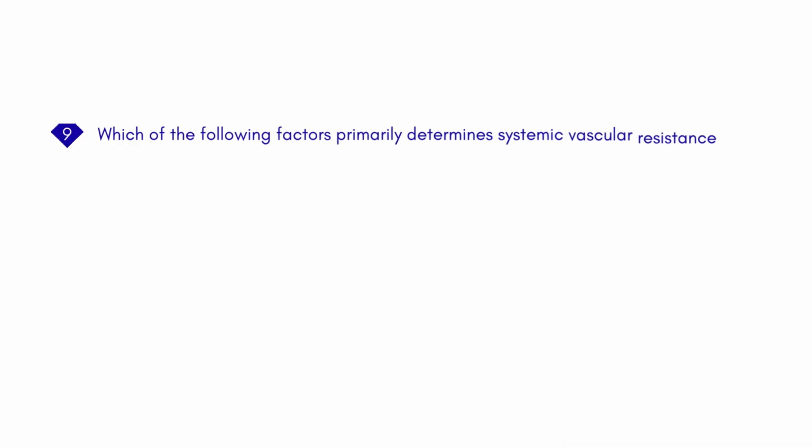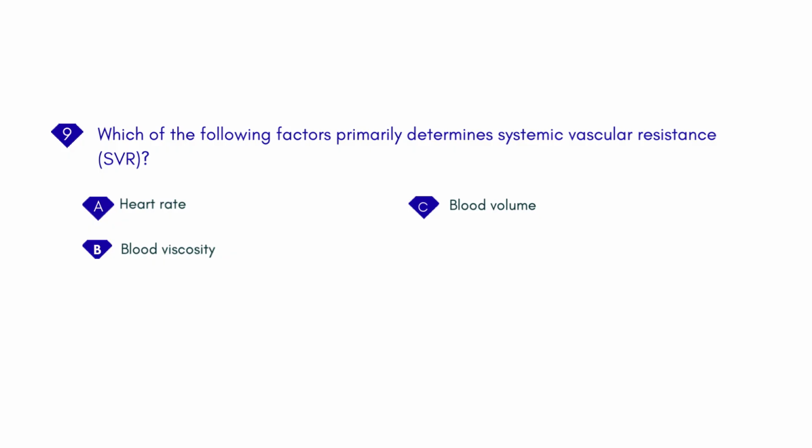Which of the following factors primarily determines systemic vascular resistance, SVR? A. Heart rate. B. Blood viscosity. C. Blood volume. D. Arteriolar constriction. Answer D, arteriolar constriction.